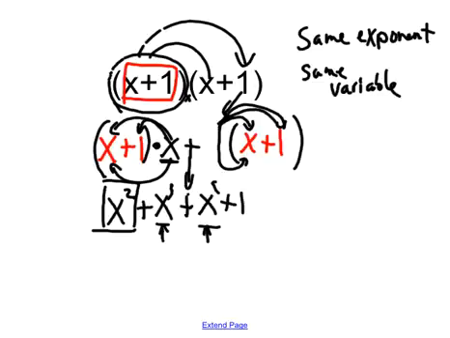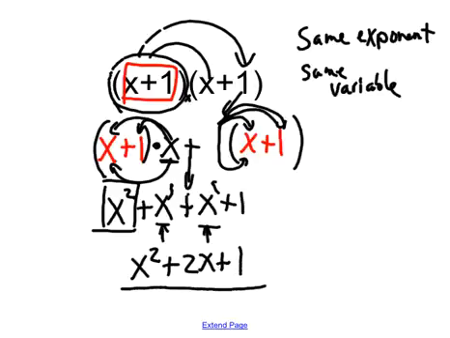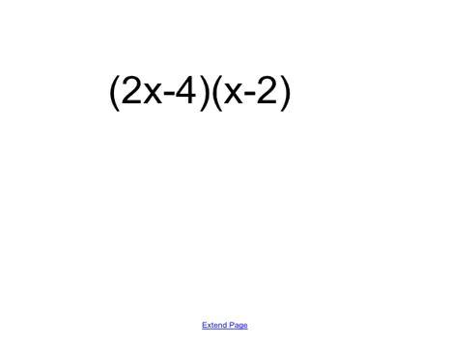So I can add those 2 together. So I would end up with x squared plus 2x plus 1. And that has been distributed. Okay, here we go. Let's look at another example of this.